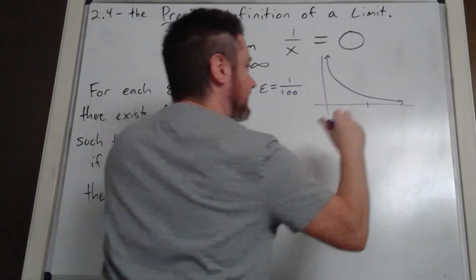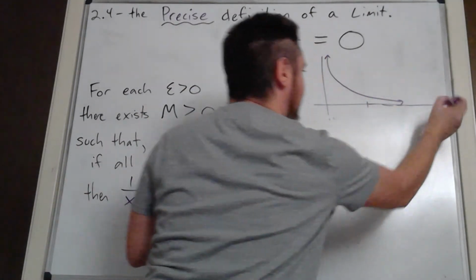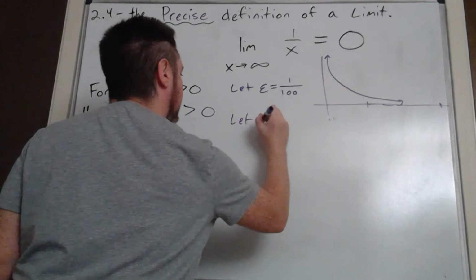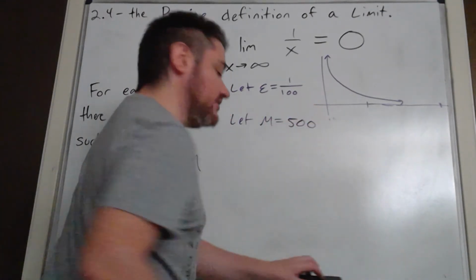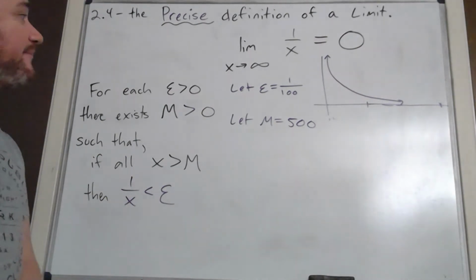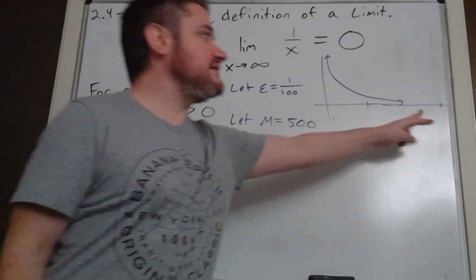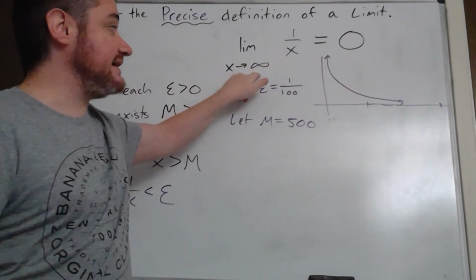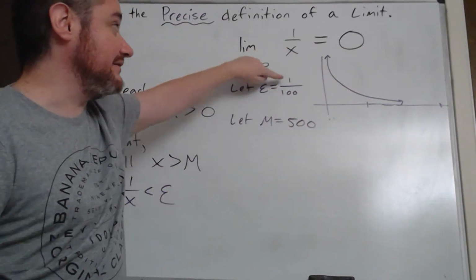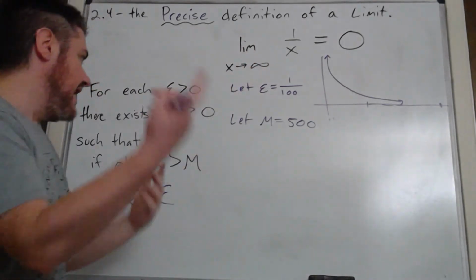Let's say I go way further down, probably further than we can see, but let's say I let m be 500. I claim if you graph this function and go out to where x is 500, you're beneath the value of 1/100th. And so let's see if that's true.